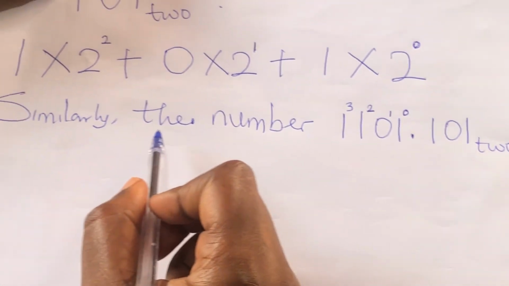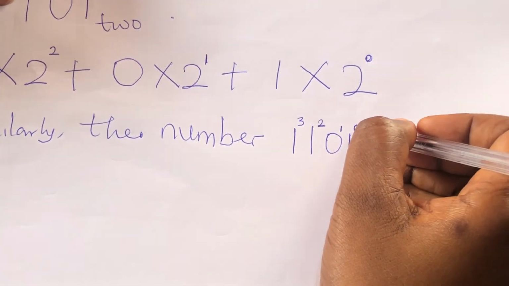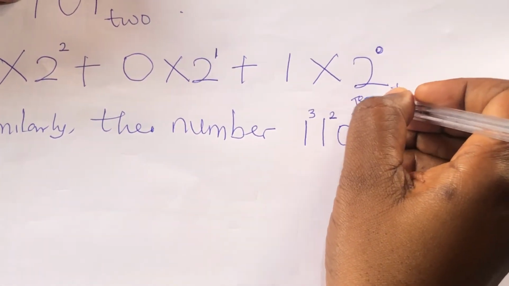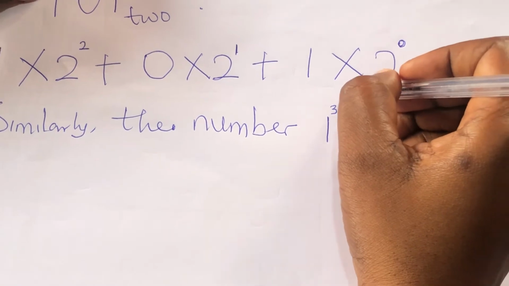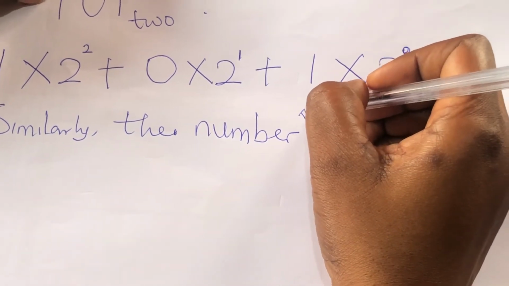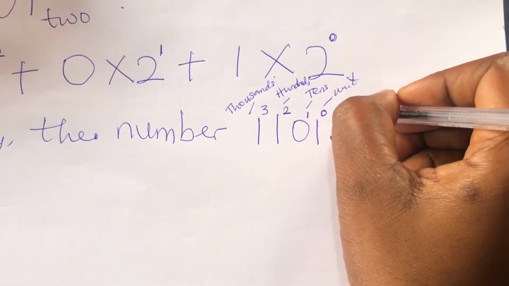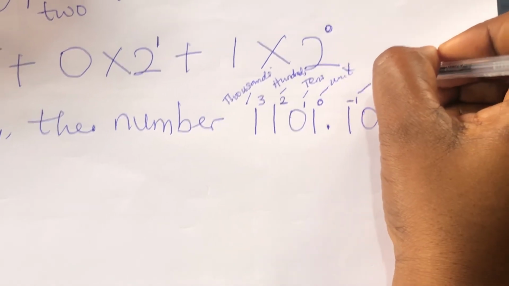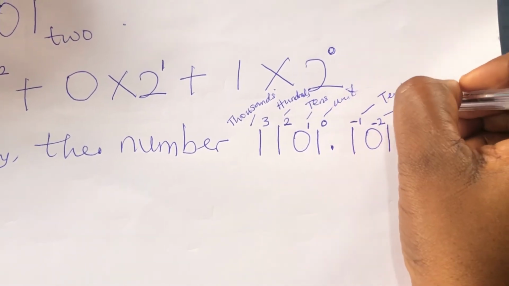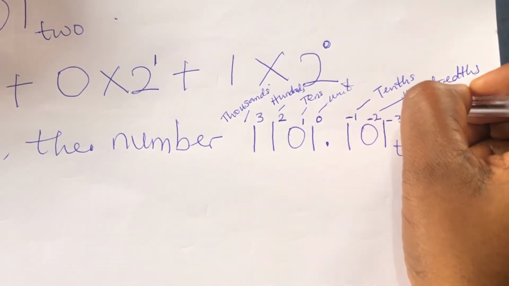So similarly, if you have the number 1101.101, this 0 means its position is units, this one means its position is tens, this one means its position is hundreds, and this 3 means its position is thousands. After the decimal point, the first position will be -1. That means tenths. This one is -2, and that is hundredths. And this one is -3, and that is thousandths.